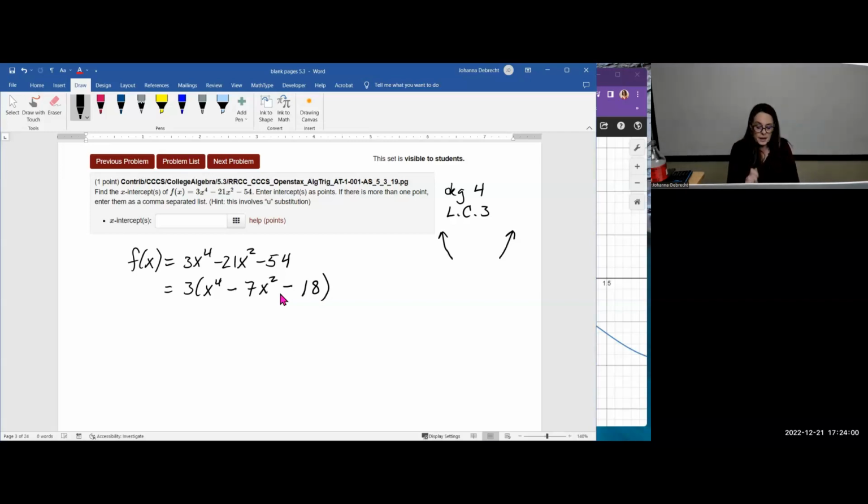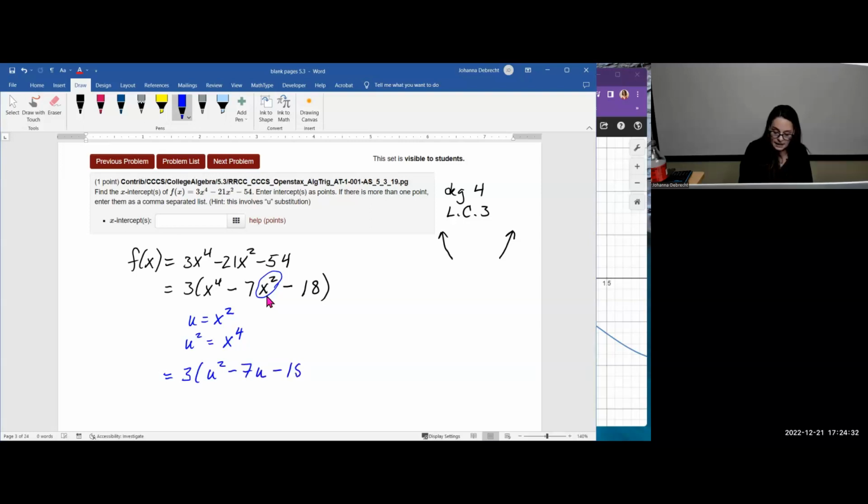Now, there are 2 methods. One method is going to do what's called a u substitution. You find the middle variable part, and you let u be equal to that value. So you get u equals x squared. Now we want to know what u squared is. Well, u squared is x to the 4th, x squared squared. So I can rewrite this one as 3u squared minus 7u minus 18.